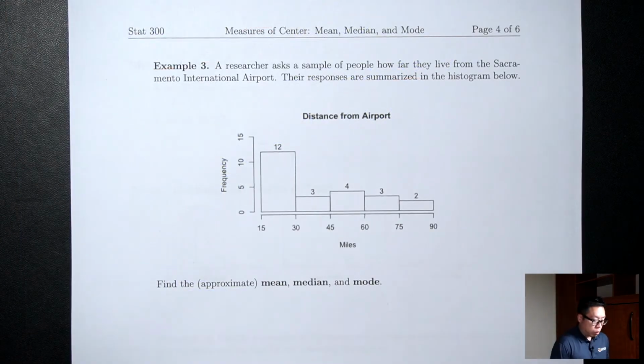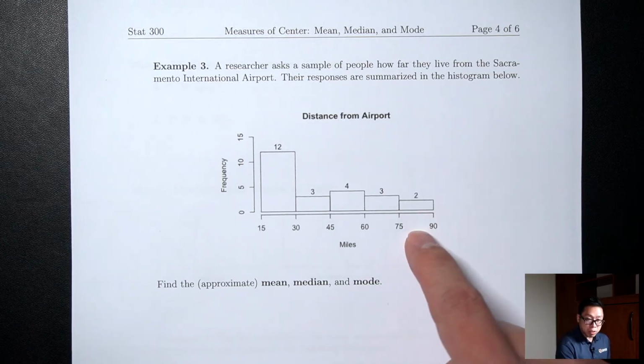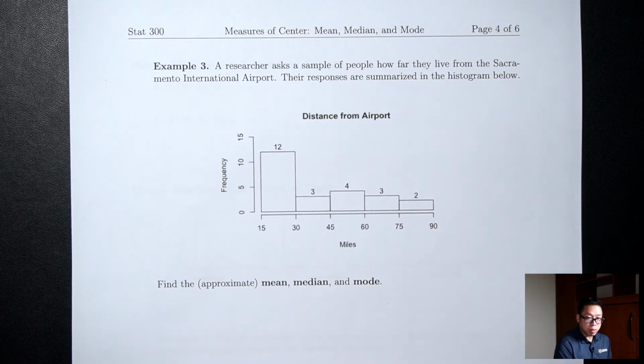Example 3. So we're given a histogram and we're asked to find the mean, the median, and the mode. How do you do this? Well, in the previous 2 examples, we already talked about how to find the mean, median, and mode from a table. So the idea here is to go from your histogram to a table. Once you have your table, just do it like example 2 and example 1. So let's make a table.